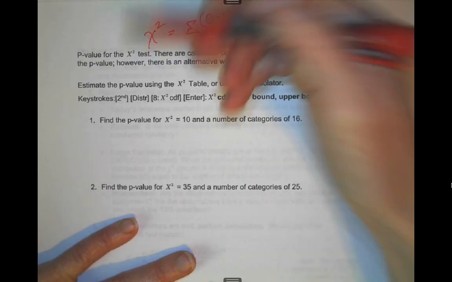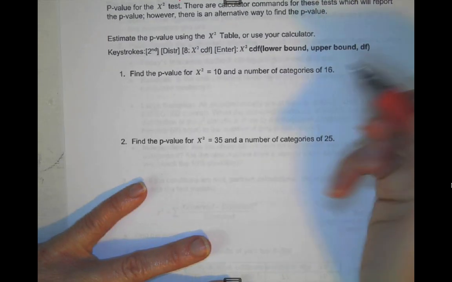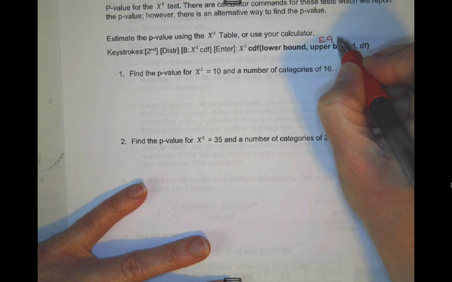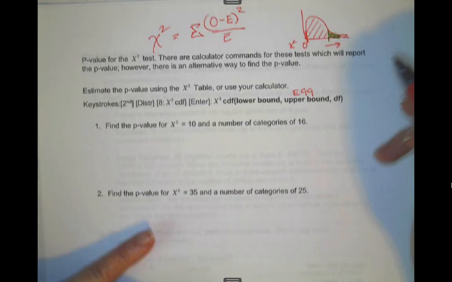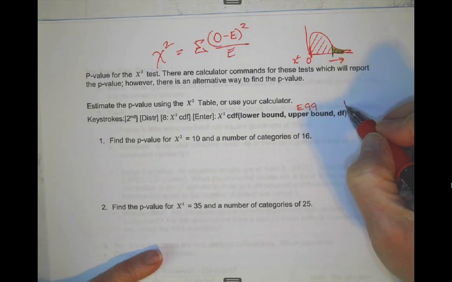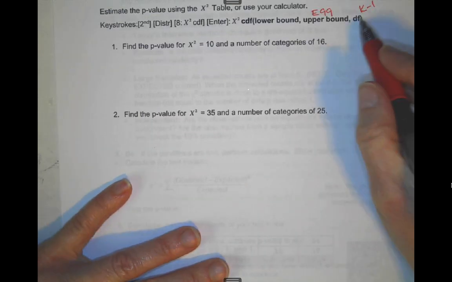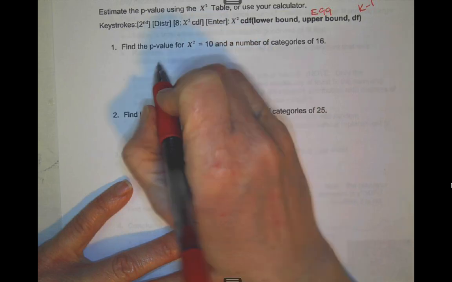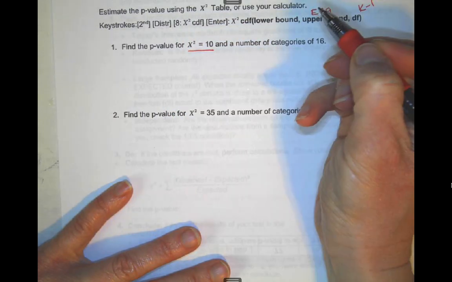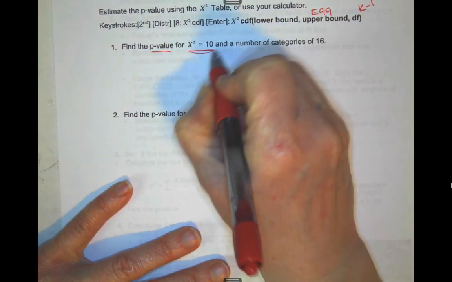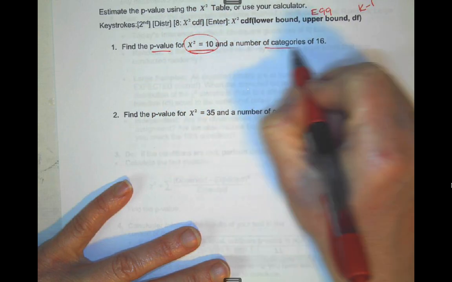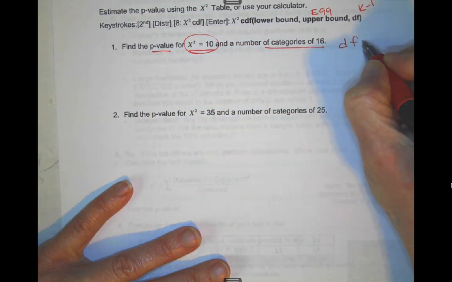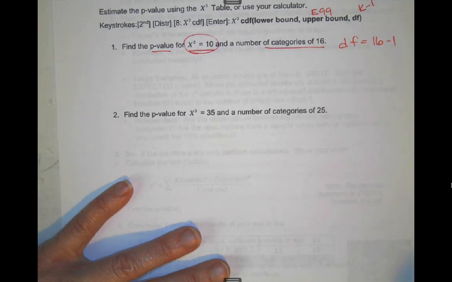All right, so what I'm trying to say here is that the upper bound is always going to be positive infinity. And right now we're using the degrees of freedom. I think the book uses k minus 1, the number of categories minus 1. So let's say we want to find the p-value. If the chi-squared value is 10 and the number of categories is 16, that would mean my degrees of freedom would be 16 minus 1.